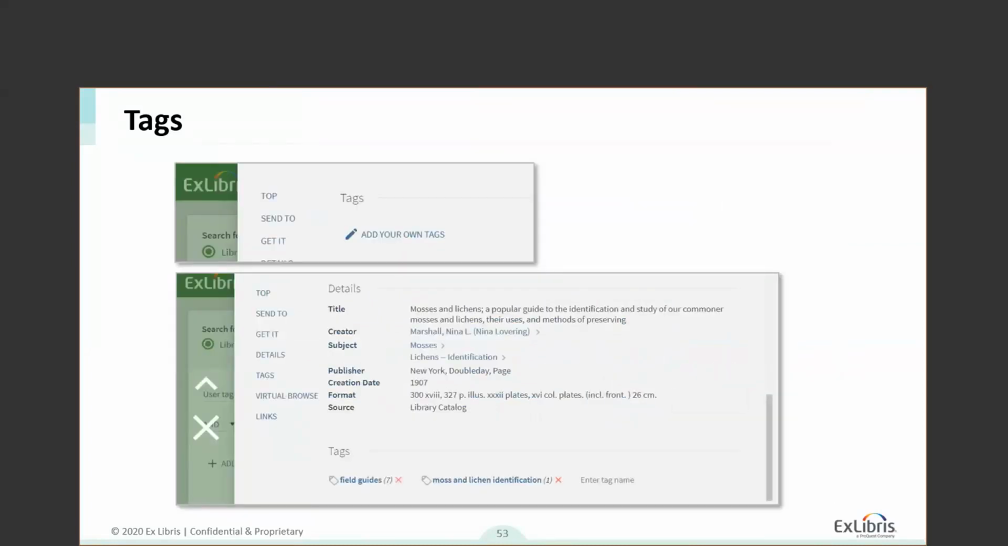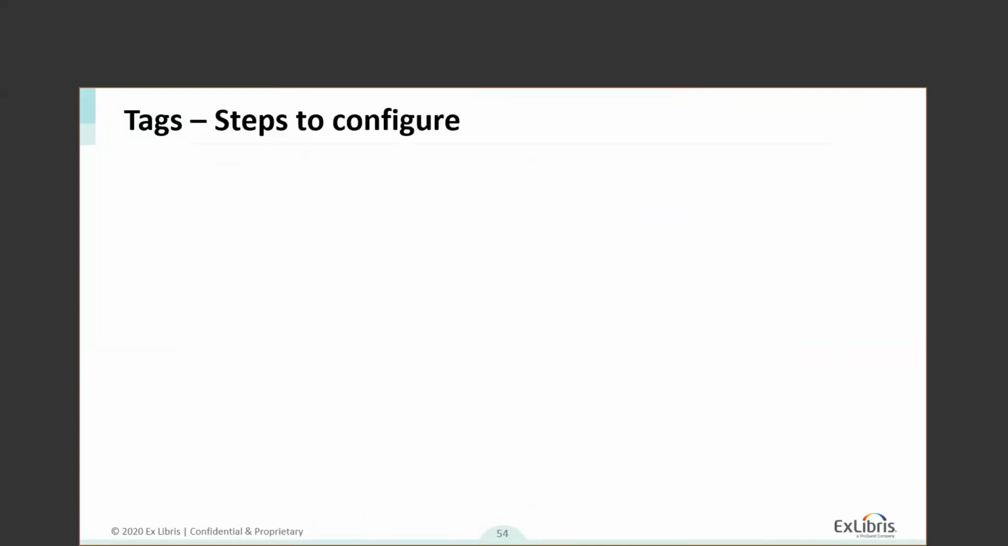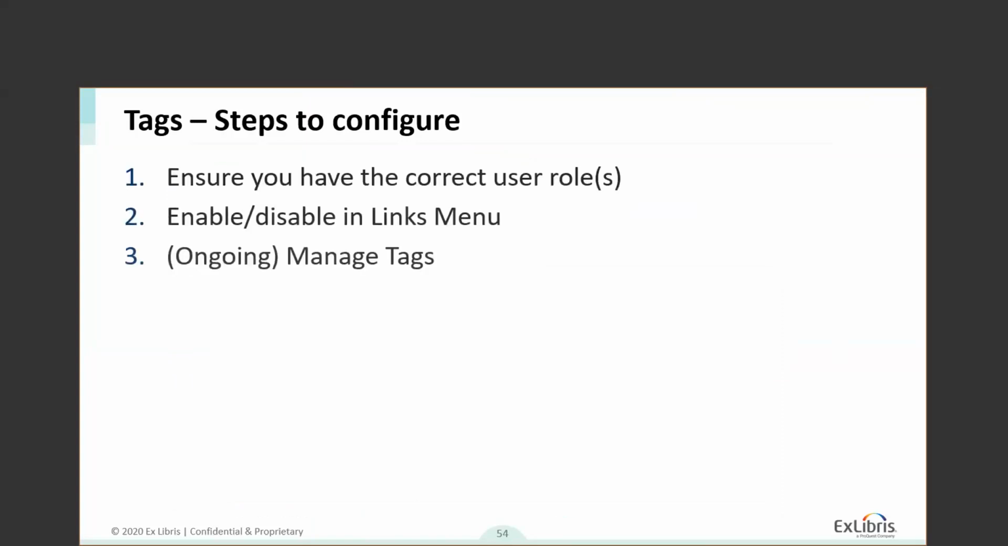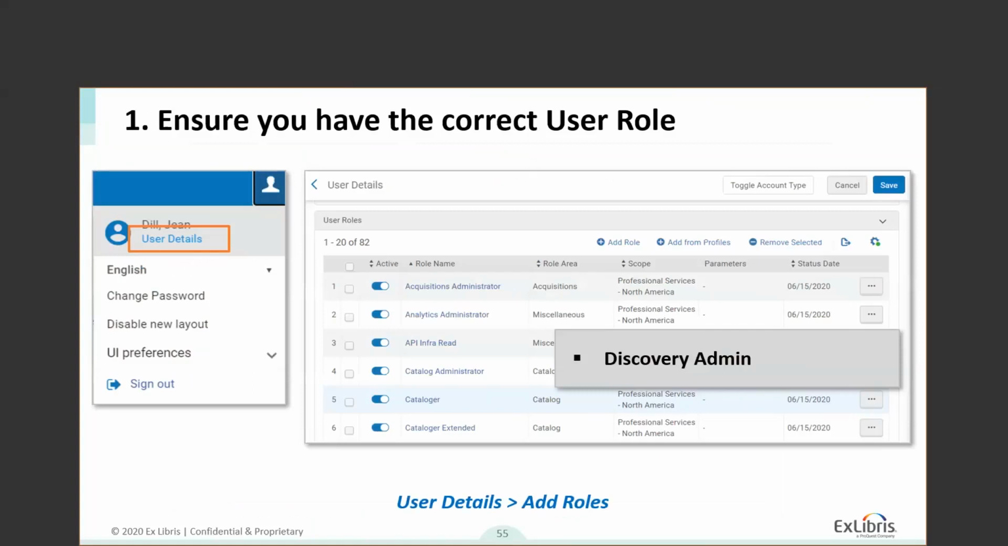So if a Primo user is logged in, they can see any tags that are on that record, and if they are the creator, they can delete them. If not, they can use them to see other records that have been tagged that way. And then I'll show you how you can manage your tags in Alma, because likely you'll need to do some ongoing configuration. You'll need to make sure you have the correct role, enable it in the links menu, and then again, ongoing, you'll need to end up managing those tags. So for this one, you just need the discovery admin role.